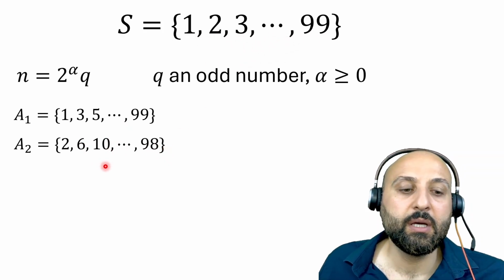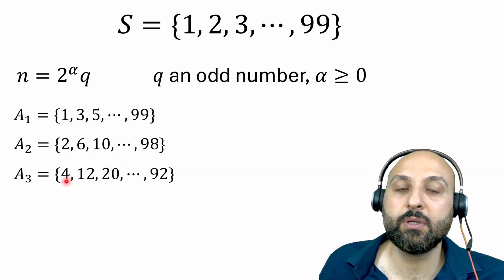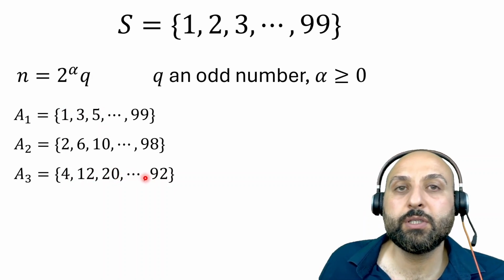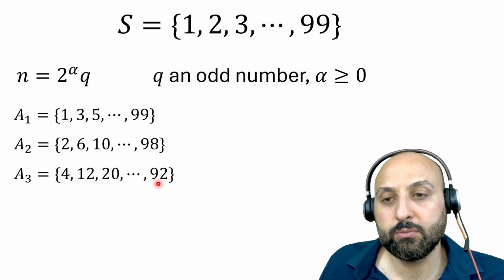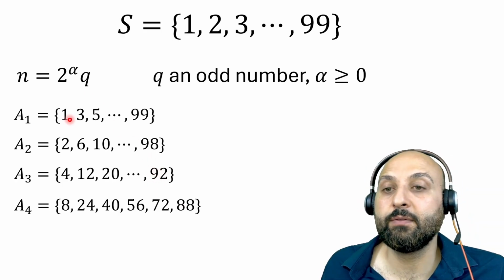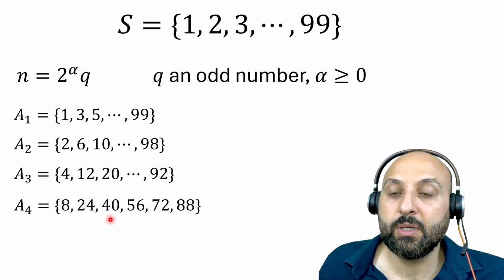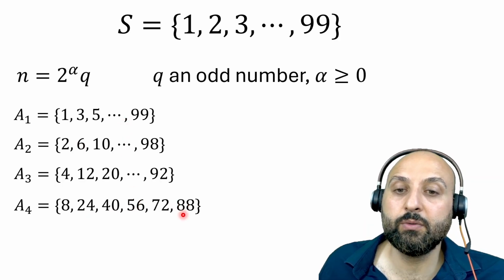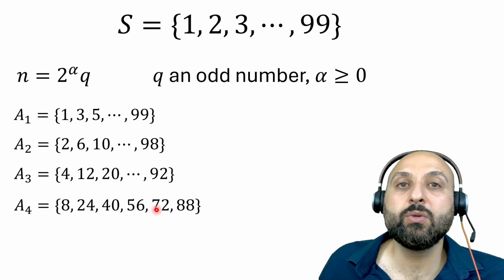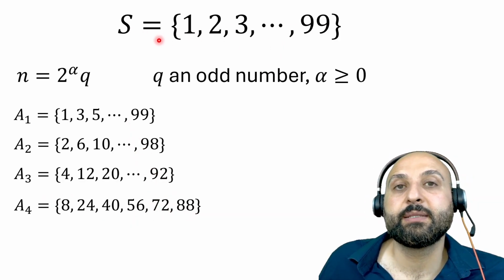Okay. Now, if alpha is 2, we will have 1 times 4 is 4, 3 times 4 is 12, 5 times 4 is 20, and we continue until we reach 23 times 4, which is 92. Okay. Alpha can be 3, so in this case, we have 1 times 8 is 8, 3 times 8 is 24, 5 times 8 is 40, and then we go further, 7 times 8 is 56, 9 times 8 is 72, 11 times 8 is 88. And these are all the elements that are in the set S.